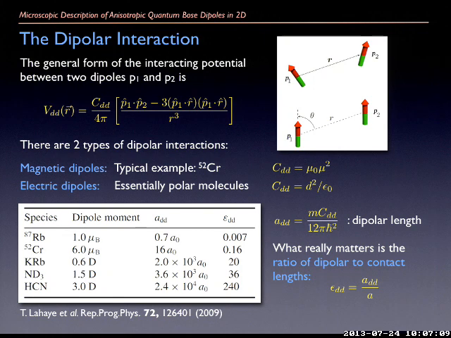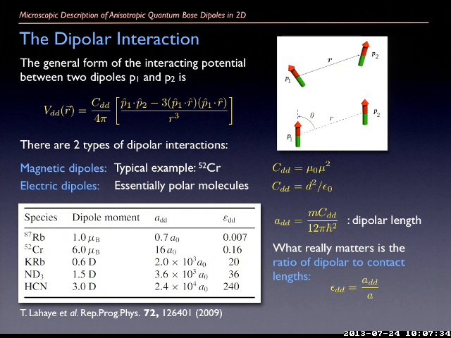In ultra-cold gases, there are two types of dipolar systems that have been analyzed or are currently being analyzed, which are the magnetic dipoles and the electric dipoles. Magnetic dipoles were the first ones to be studied in this ultra-cold gas business, and that started with chromium-52.